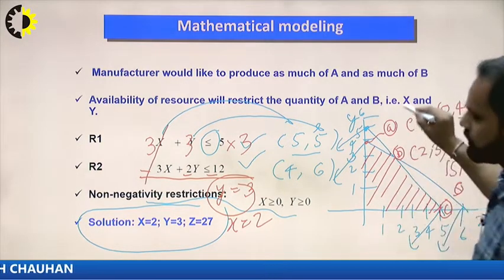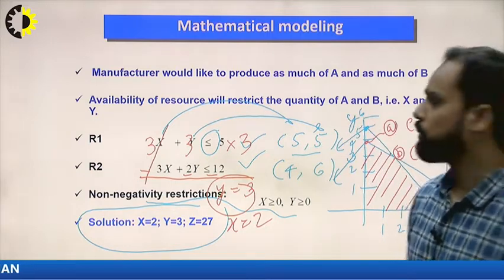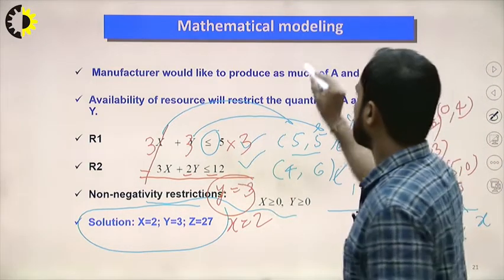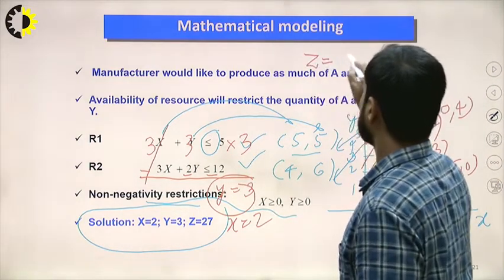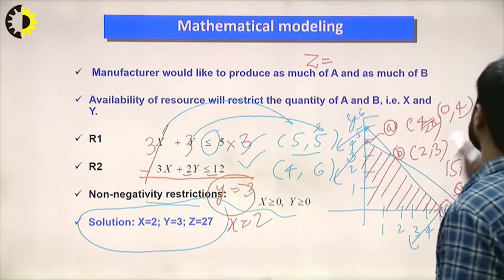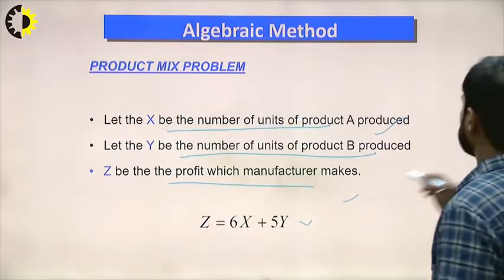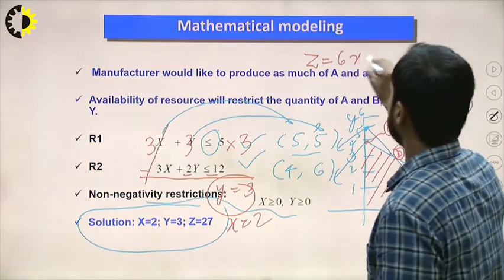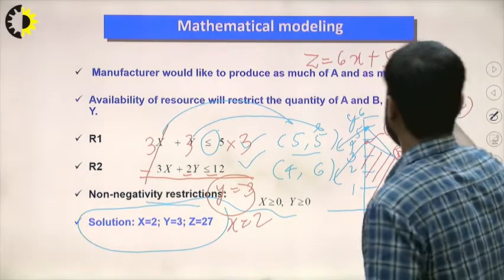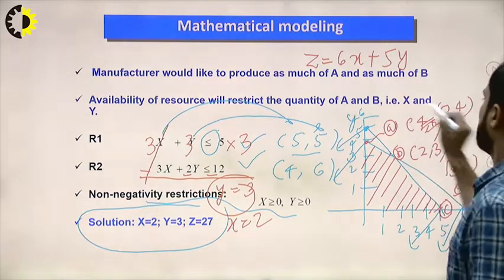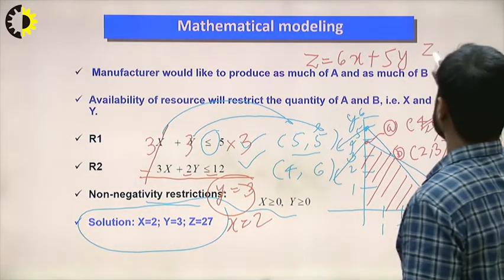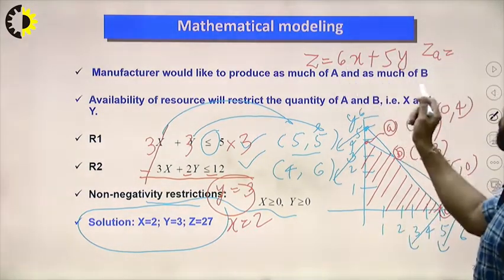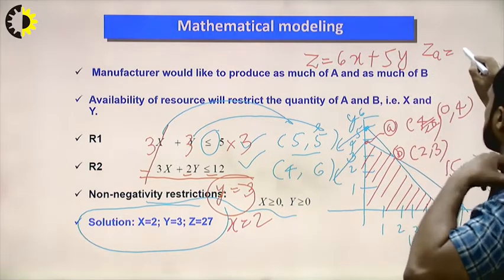Now I put all these 3 corner points into the objective function equation. The objective function equation is 6x plus 5y. I have to put all these values. First for A, Z A, 6 into 0, plus 5 into 4, that becomes 20.